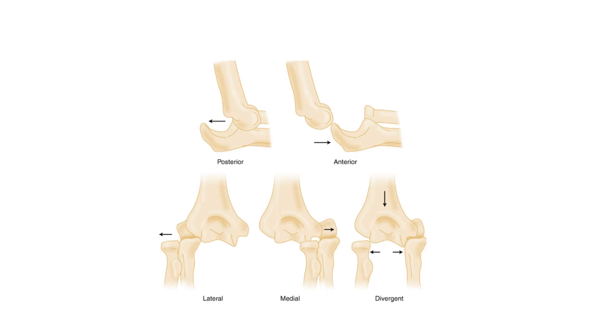Posterior dislocations are the most common, around 90% of the time, and have a high incidence in young people between 10 to 20 years old, usually during sport injuries. Other types of elbow dislocation are anterior dislocation, lateral dislocation, medial dislocation, and divergent dislocation. Elbow dislocation with radial head and coronoid process fracture is known as the terrible triad due to its association with instability of the elbow joint.